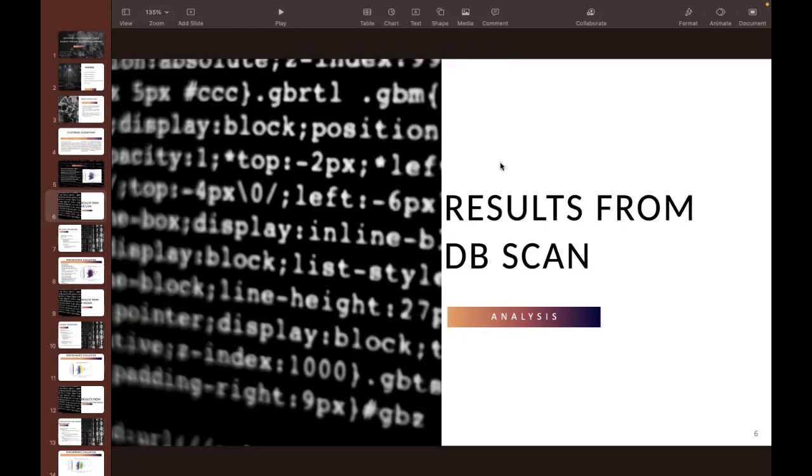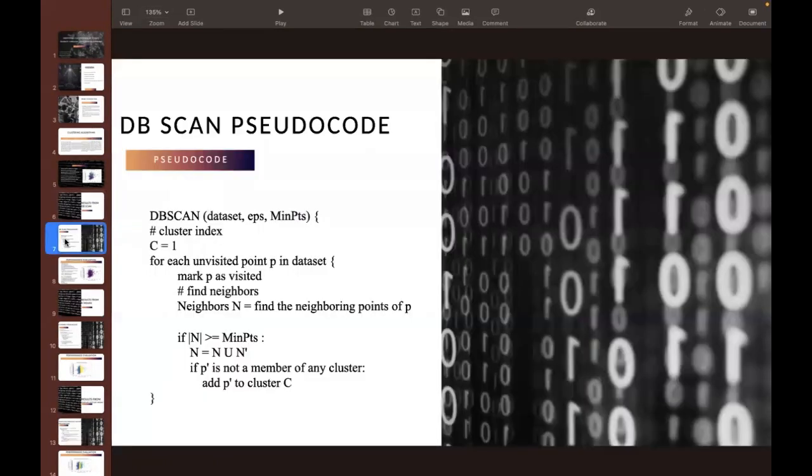DBSCAN is a clustering algorithm that is used to group together similar data points based on their proximity to each other. It is a density-based algorithm that identifies clusters by finding regions of high density and separating them from regions of low density. Unlike other clustering algorithms, DBSCAN can also identify noise in the data. The DBSCAN algorithm starts by randomly selecting a data point and then identifying all the neighboring points within a specific radius called epsilon. These neighboring points form a cluster with the initial data point.